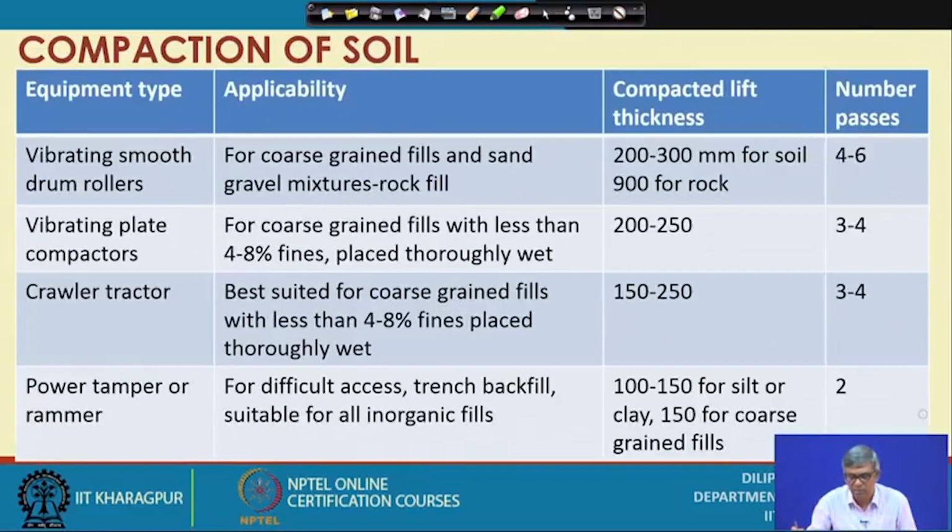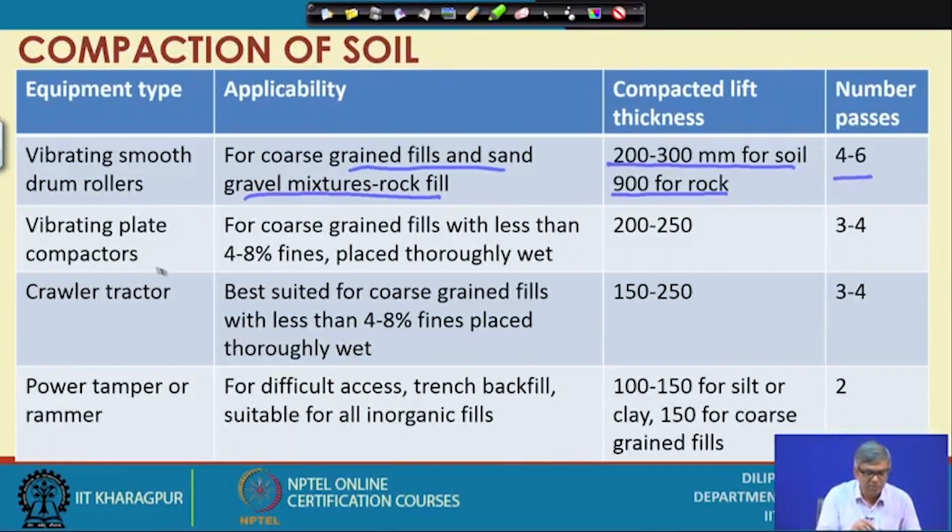There are some more roller types. The vibrating smooth wheel roller, as I have mentioned, is used for coarse-grained soil and sand-gravel mixtures. Why is it required? Because of vibration, particle rearrangement is possible; otherwise, in granular soil, by just impact or pressure, the particles cannot be brought closer. In that type of soil, the lift thickness can be 200 to 300 millimeter for soil and 900 millimeter for rock, with 4 to 6 passes.